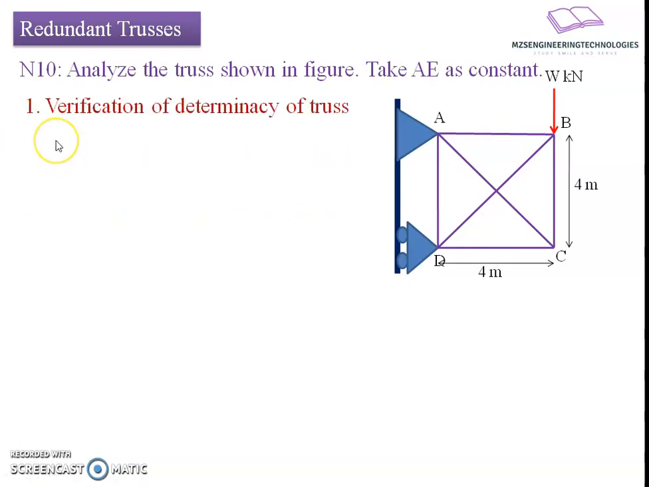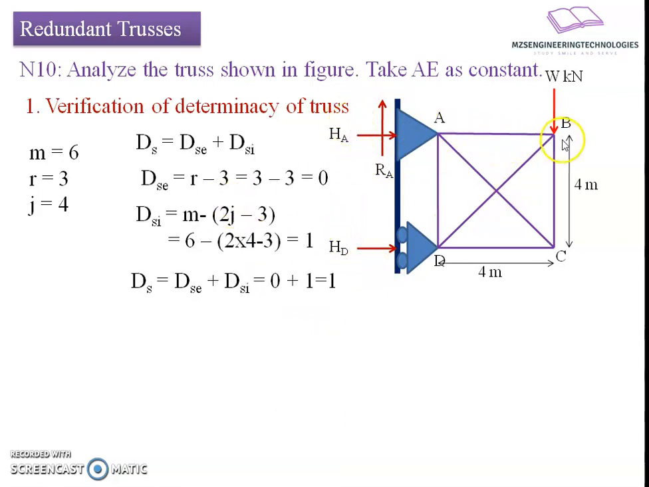We will call that step the verification of determinacy, where we will find the degree of static indeterminacy of this truss. For that we will count the number of members. Number of members is 6: AB, BC, CD, DA, AC, and BD. Number of reactive forces due to end resistance is 3: 2 at the hinge support and 1 at the roller support, HA, RA, HD. Number of joints is 4 here: A, B, C, D.